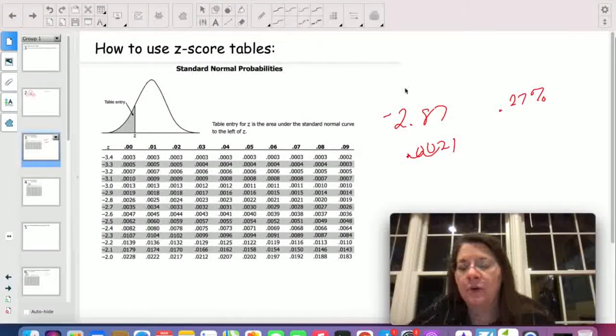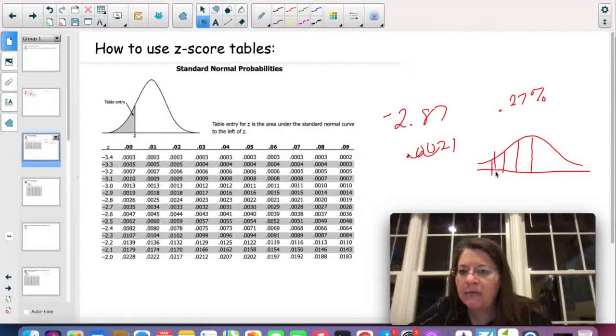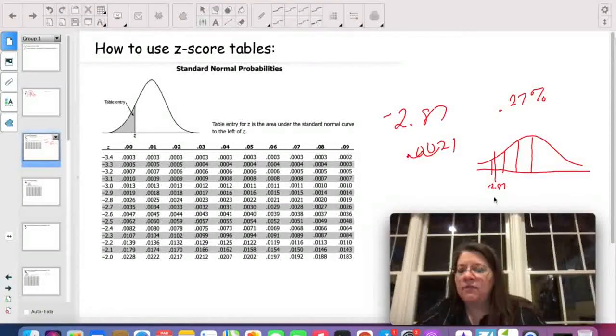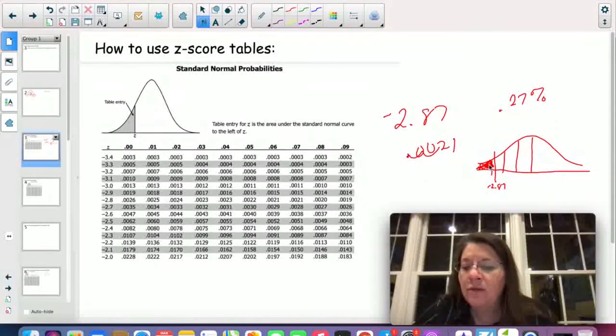In other words, if I have a normal distribution, if this is my 0, this is a z-score of negative 1, negative 2, negative 3. So negative 2.87 would be in here somewhere. I'll just say this will be a negative 2.87. So my z-score is negative 2.87. The percentage of the data that lies to the left of this, in other words, this shaded region right here, is only 0.27% of the 100% that lies underneath the normal bell curve.